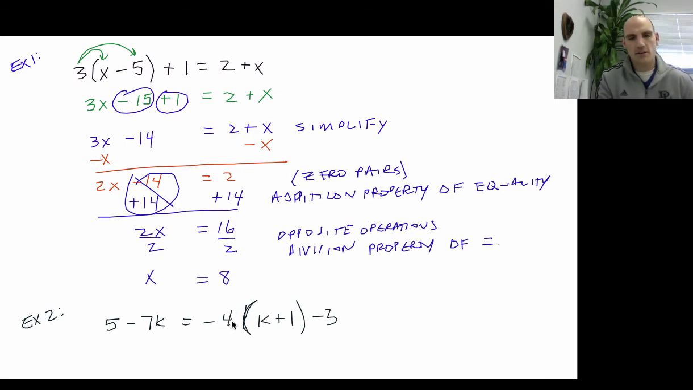Really, the thing that's different about this one is I have a negative number out front of my parentheses, so I'm going to spend some time working the distributive property here, and I'll give you a hint. 5 minus 7k equals minus 4k plus negative 4. That's a trick right there, because negative 4 times positive 1 is going to give me a negative 4 and then a minus 3.